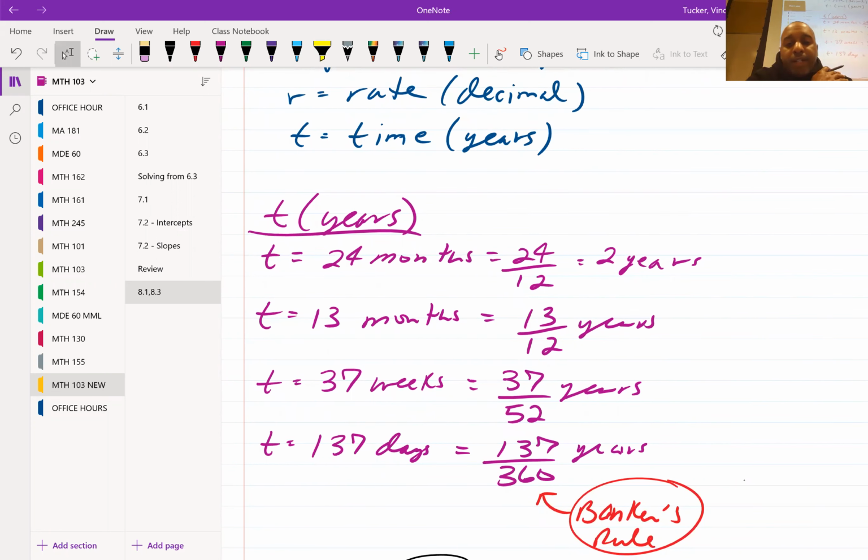And then if I have days, I will place that over 360 because of banker's rule. So we'll not do 365. We'll do 360 because of what they call banker's rule. I've seen a couple of explanations. One is because they say there's 5 major holidays, so that's where the other 5 days go. And the other one just said that it's easier calculation for bankers to do 360 instead of 365. So for days, you will use 360 instead of 365.